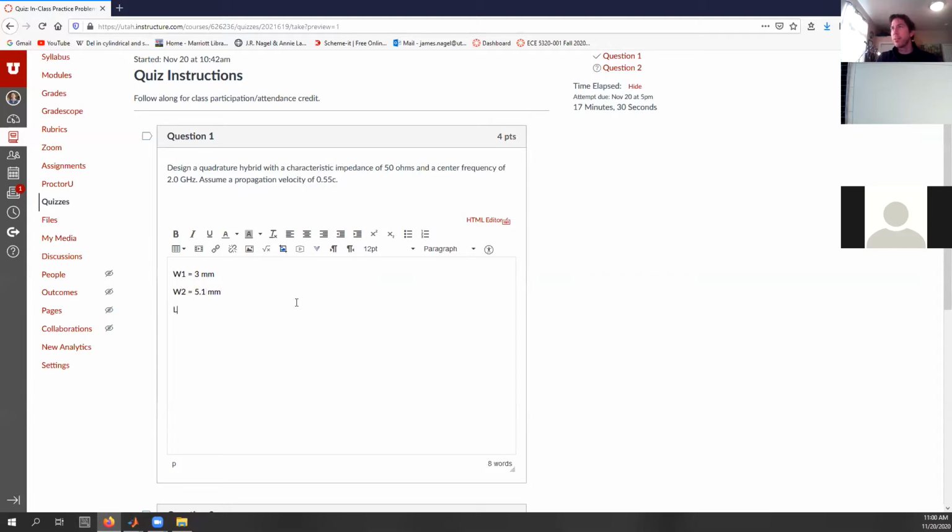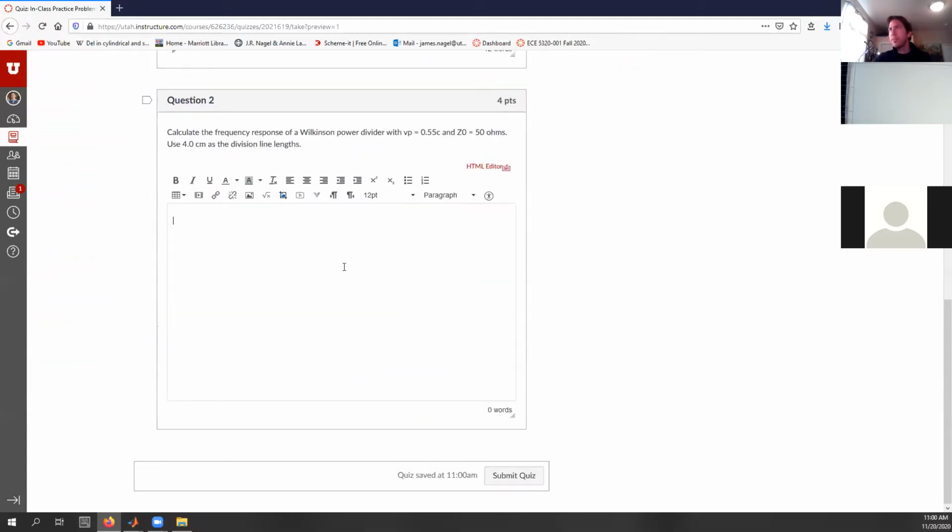And then your length was lambda over 4, which turned out to be about 2 centimeters. And that's basically it. That's how you design it, and you just feed that into some CAD software and let it rip. So then the next question I thought was an interesting exercise.